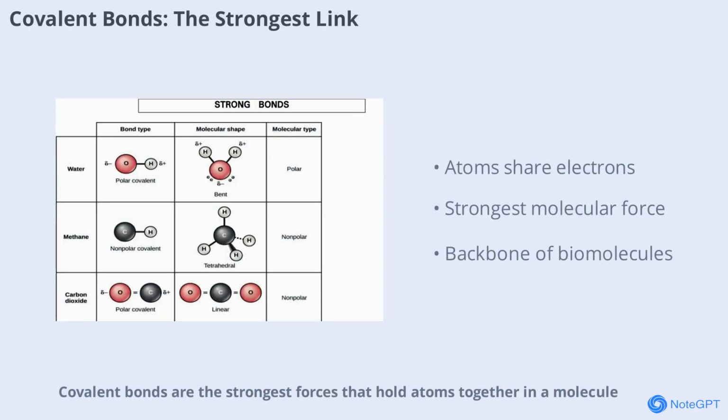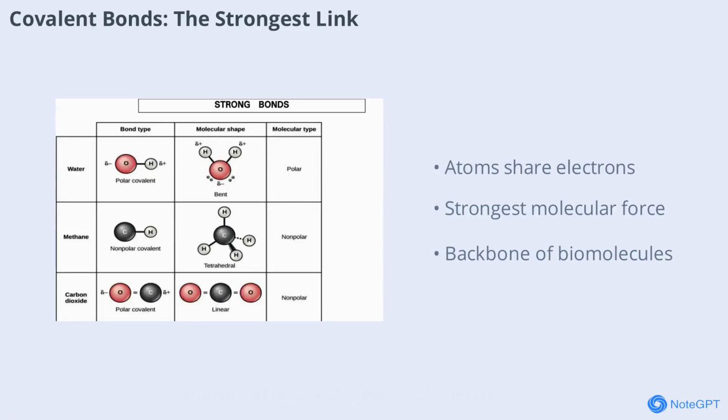Covalent bonds are the strongest forces that hold atoms together in a molecule. In a covalent bond, two atoms share one or more pairs of electrons, creating a stable connection. This sharing can be equal or unequal, depending on the atoms involved. Covalent bonds are fundamental in forming the backbone of organic molecules like proteins, DNA, and carbohydrates. Their strength ensures that the basic structure of these molecules remains intact, even under various physiological conditions.